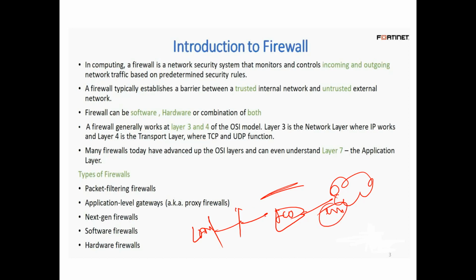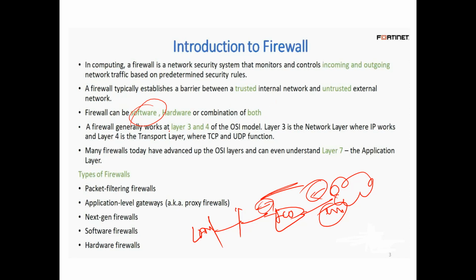So what is the firewall doing here? The firewall acts like a barrier between both networks, the internal and the external. Clear? And a firewall can be software, hardware, or a combination of both. Nowadays virtual firewalls are also there, to install in the cloud like Amazon or Microsoft Azure.